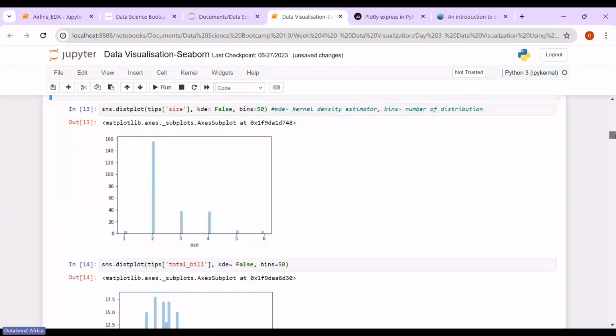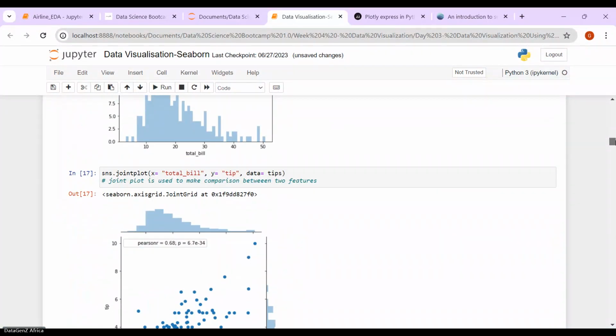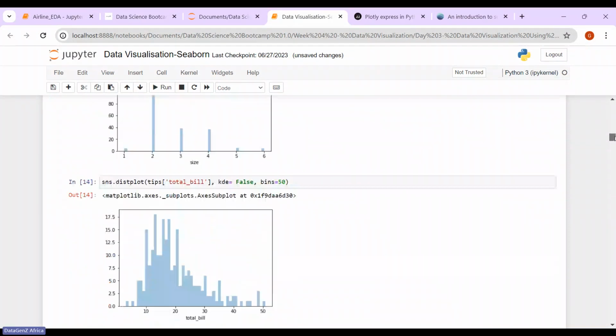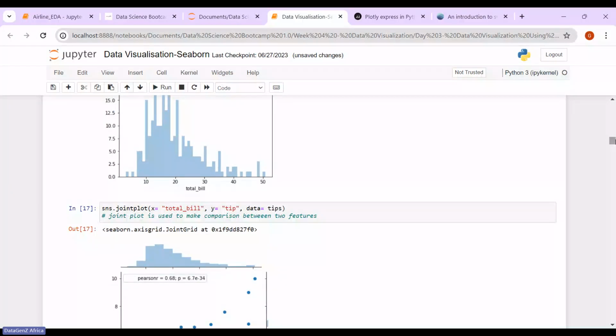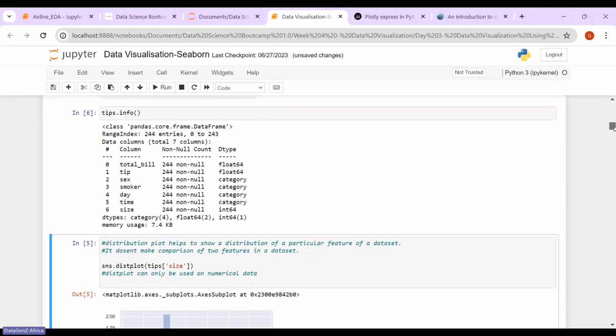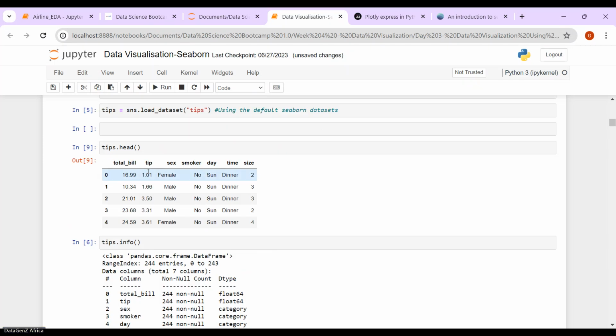So you can also do other plots, like let me show you the joint plot. The joint plot is a plot that makes a comparison between 2 numeric features. This is total bill and tips. Look at the total bill column. It's a numerical column. Then the tip column is also a numerical column.